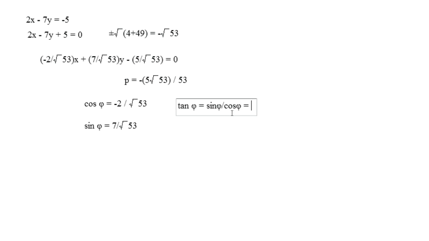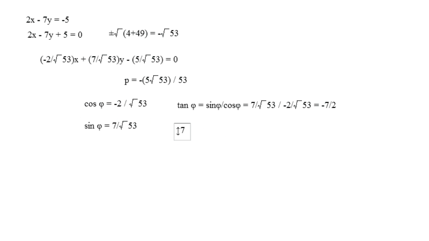Okay, which is going to be 7 over root 53 divided by negative 2 divided by root 53. Okay, now if you notice, I'm going to flip and multiply by the reciprocal, so this is going to turn into negative 7 halves. Okay, all right, now what I'm going to do is to get phi, well actually I'm going to think about it first.